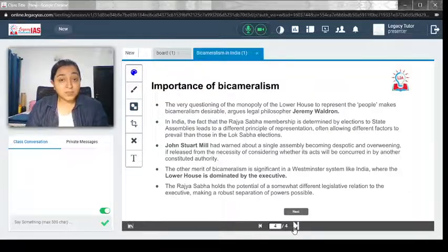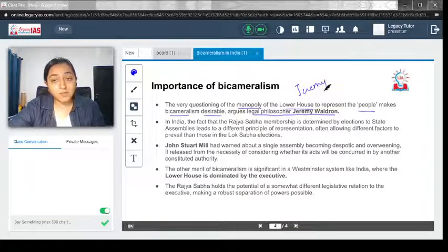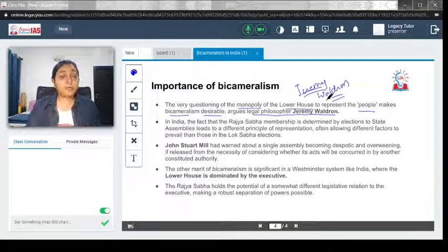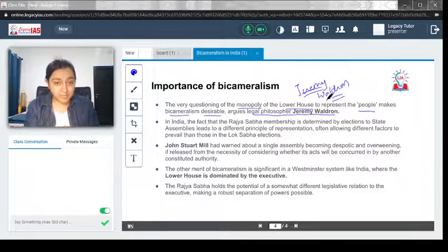So what is the importance of bicameralism in that regard? The very questioning of the monopoly of the lower house to represent the people makes bicameralism desirable, argues legal philosopher Jeremy Waldron. Now this is how you should write in your answer. When you are writing your mains answer, instead of making random statements, you can quote philosophers like Stuart Mill, Jeremy Waldron, who favored the idea of bicameralism. It just gives your answer more substance.